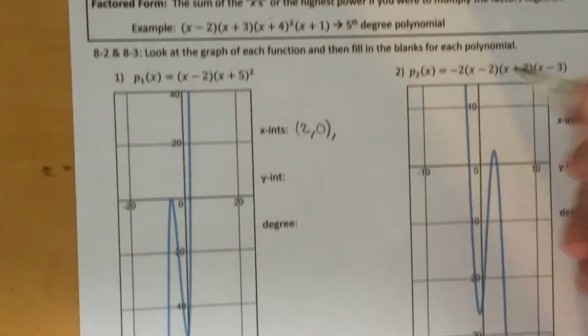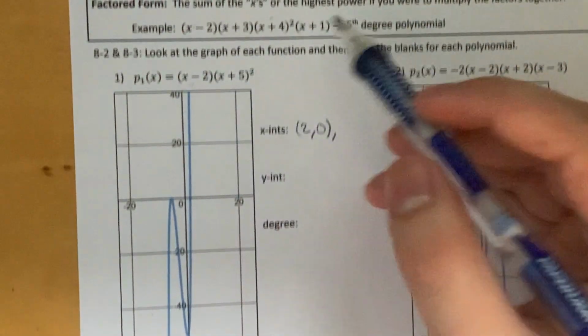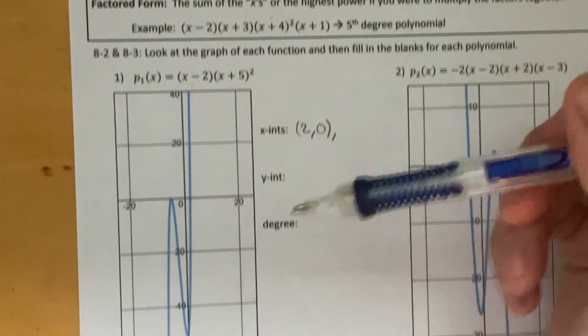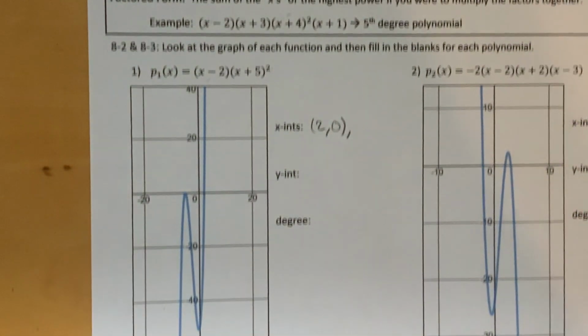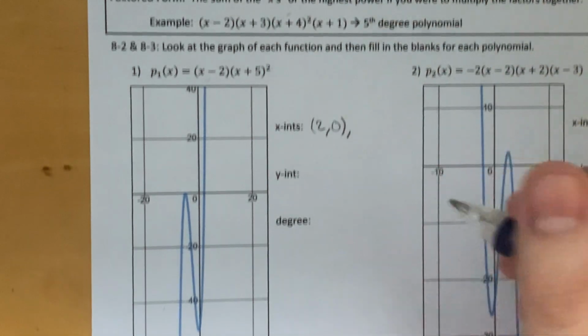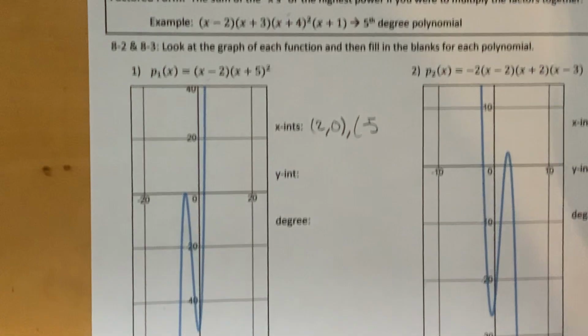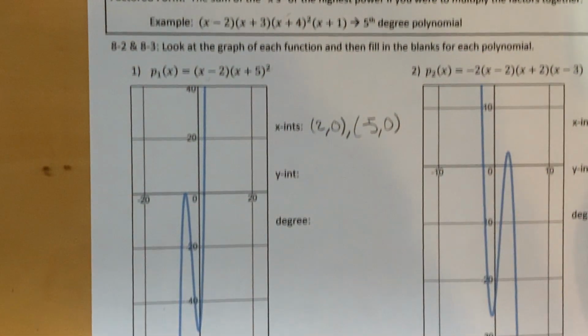Let's look at the second one. Does it matter if it's squared? No, does not matter. We just need to look at it. Squared tells us something different of what's going to happen to this graph. Hopefully you guys might be able to see it. If you guys do see it, you're good to go. So to get a 0 over there, -5 and 0. That's my second x-intercept.